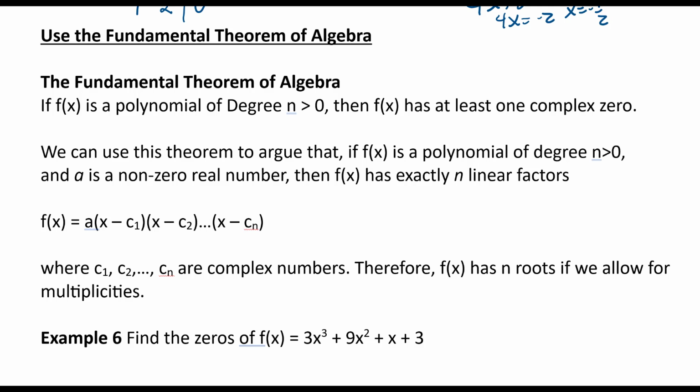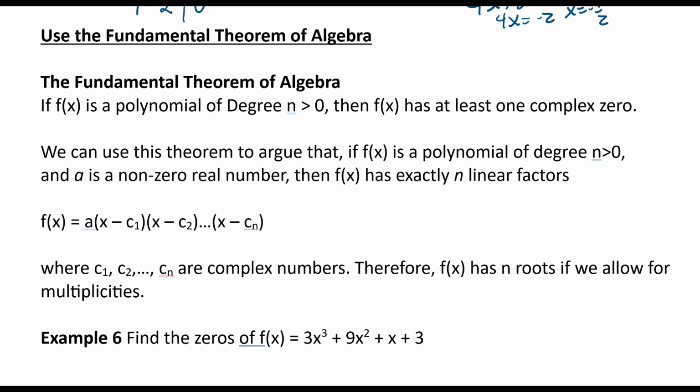Now let's talk about the fundamental theorem of algebra. The fundamental theorem of algebra says if f of x is a polynomial of degree n that's greater than 0, then f of x has at least one complex zero. Now, when it says complex, it doesn't mean it's necessarily imaginary. It just means it could be imaginary, it could be real, it could be some combination of imaginary and real, which is why these all fall under the umbrella of complex numbers.